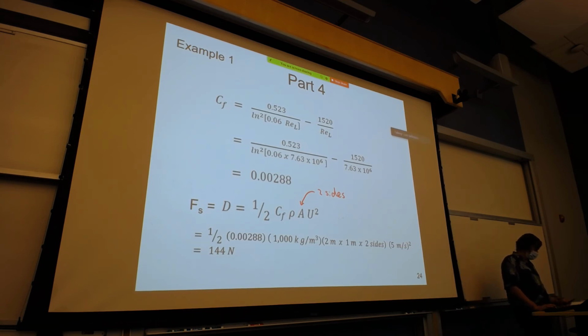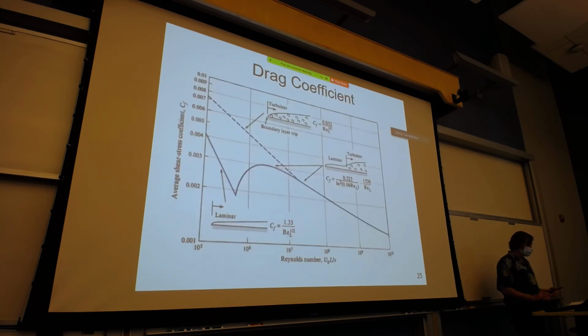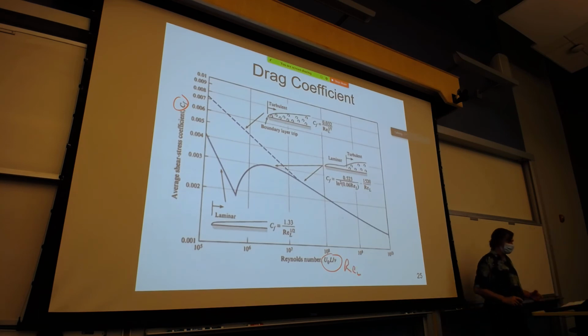So, again, everything here has been copied and pasted from your handout, so it's trying to make life easy for you, so you can just annotate on your handouts. So this is on page 5 of your handout. It's the drag coefficient on the vertical axis, C sub f, versus the boundary Reynolds number at the trailing edge, Re_L. And this is figure 9-10 in your textbook.